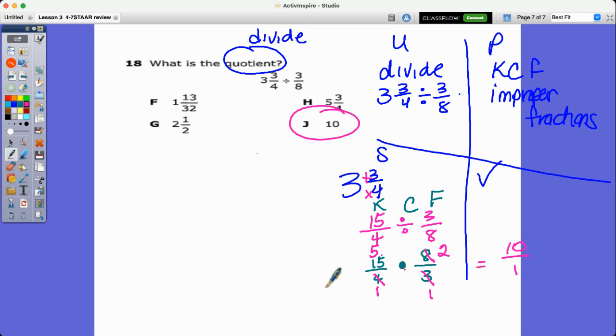My answer is J. Now, if you do not know how to do simplification ahead of time, all you would do is multiply straight across, and I get 8 times 5 is 40, carry my 4. I get 120 over 12, which you can divide out to also get 10. And that is how we solve these problems.